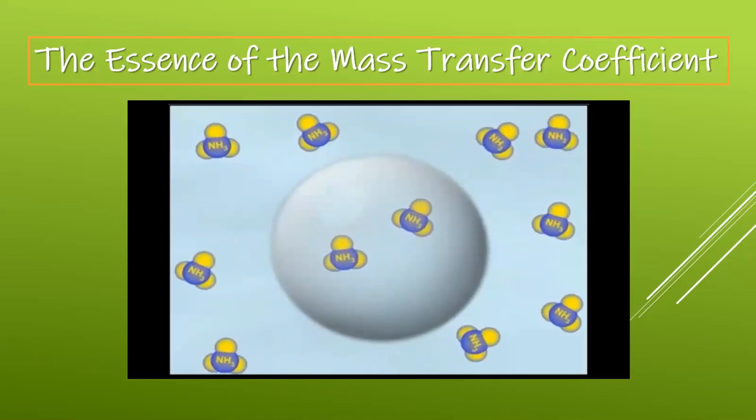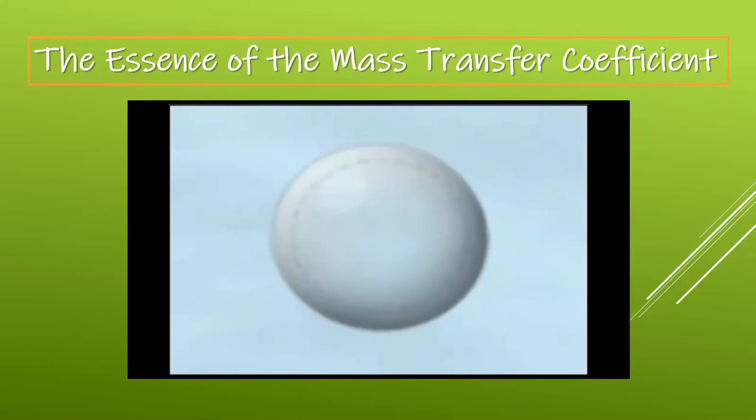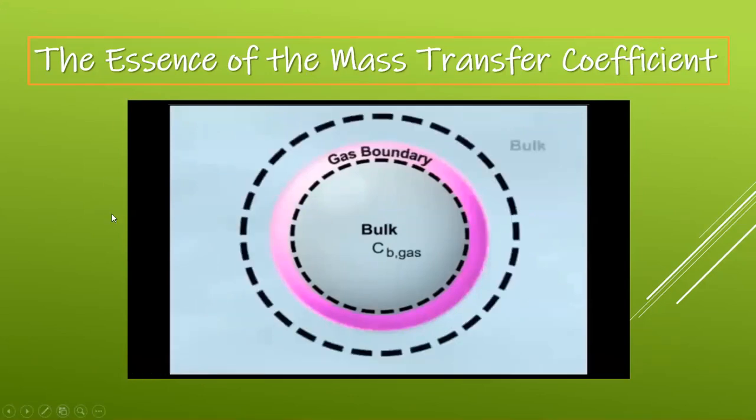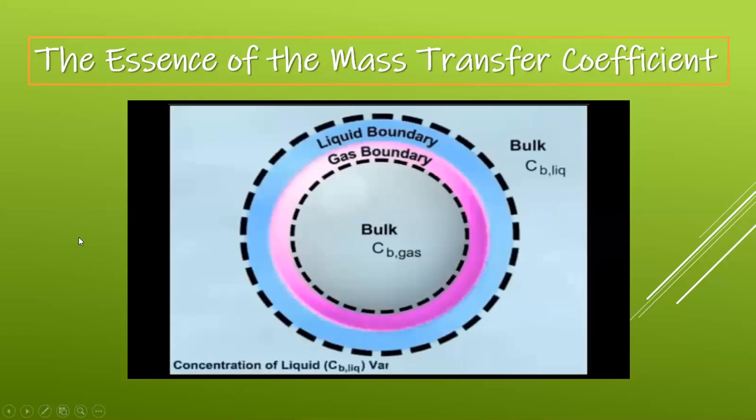We will use boundary layers to model the mass transfer in these systems. Let's break the bubble into two regions, the bulk region and the boundary layer near the interface. The concentration of ammonia is uniform in the bulk region, but varies across the boundary layer. We do the same thing on the liquid side by dividing the water into a bulk region and boundary layer. In the water, the concentration is uniform in the bulk region, but varies across the liquid side boundary layer.